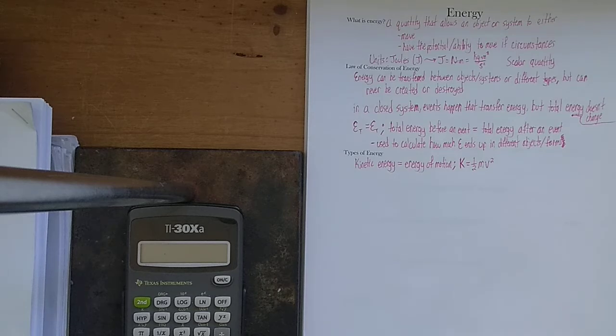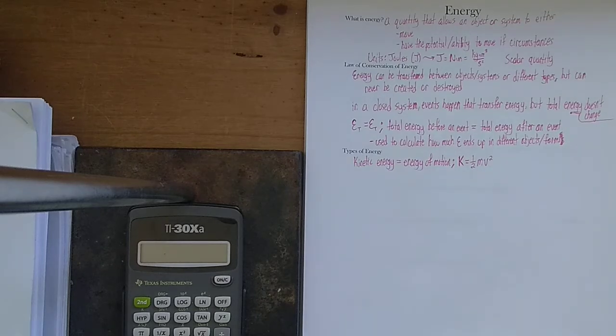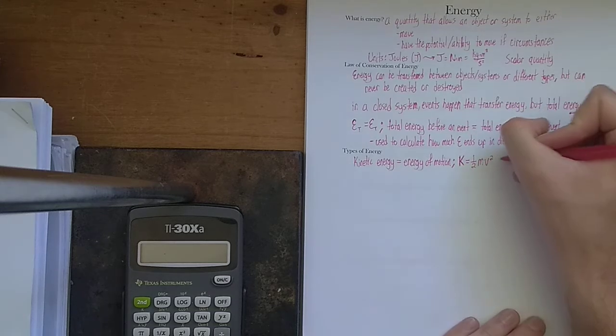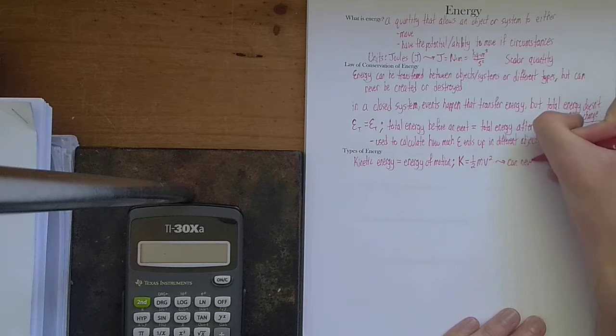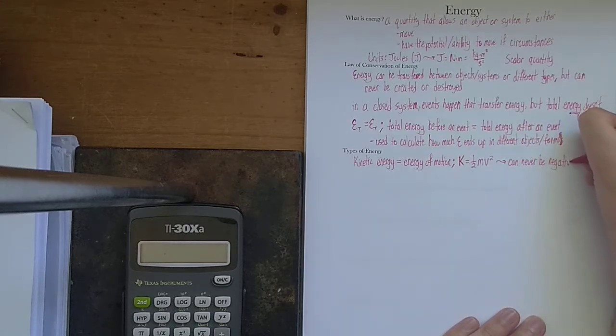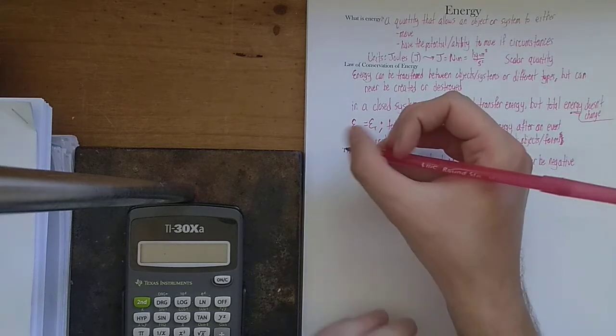And as you can see from this, the kinetic energy should never be negative, because even if you had, let's say, a negative velocity, something moving backwards, when you square it, it's going to become positive. Mass has to be positive, therefore kinetic energy has to be positive. Can never be negative. It can be zero if an object isn't moving, but the kinetic energy can never be negative. Let's move on to another one.